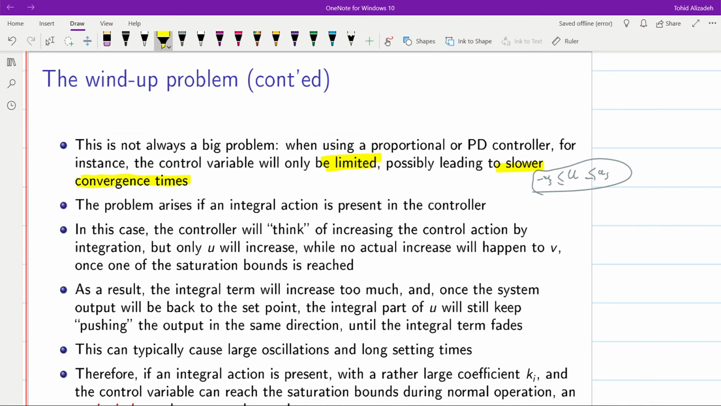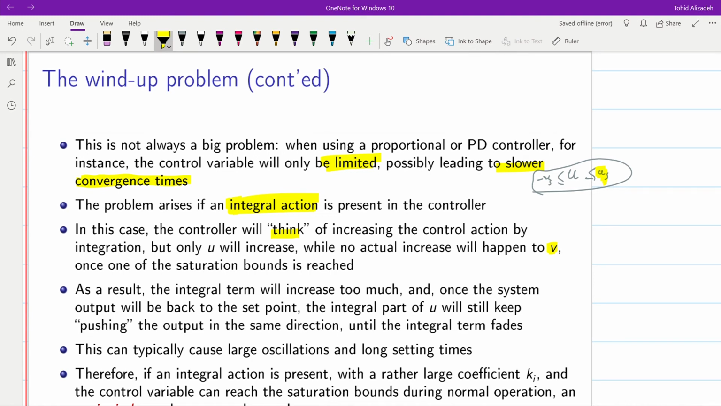The problem actually arises when we have the integral action. When we have the integral action present in the controller, the controller will think of increasing the control action by integration. But only U will increase because the controller is generating U as the signal. And the actual signal that will be provided to the actuator, V, will stop once U reaches the Us value. So when U reaches Us, V will stop and it will be saturated.